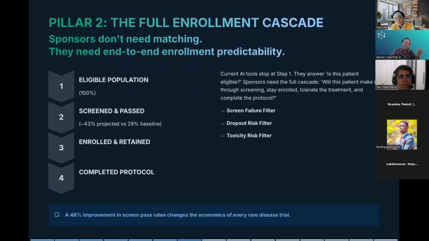The sponsor doesn't just need you to know who's eligible. They need to know who will pass screening, who will stay enrolled, who will tolerate the treatment, and who will complete the protocol. Each of those steps has its own failure mode, right? And its own risk factors, its own dynamics. When you model the full cascade, you can project enrollment curves that actually hold up, not forecasts that miss by 45 days, right? Forecasts that hold within 2 weeks. That's the difference between a dashboard metric and an operational planning tool.